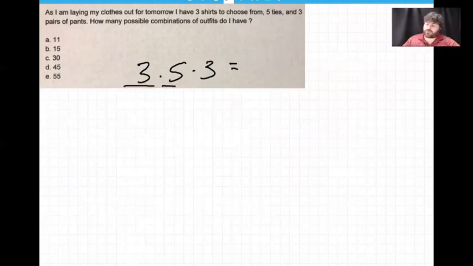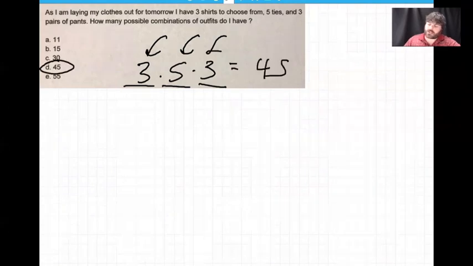So it's sort of like I have 3 blanks. I have a shirt blank, a tie blank, and a pants blank. I have 3 choices for this, 5 choices for this, 3 for this. Multiply them together because they can happen at the same time. It gives me 45, so answer choice D is correct.